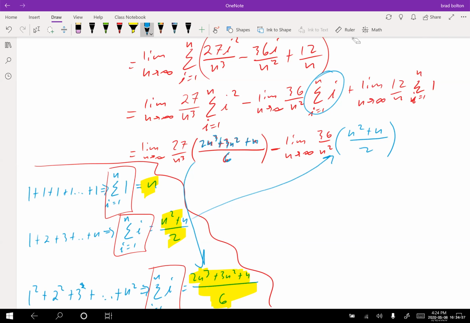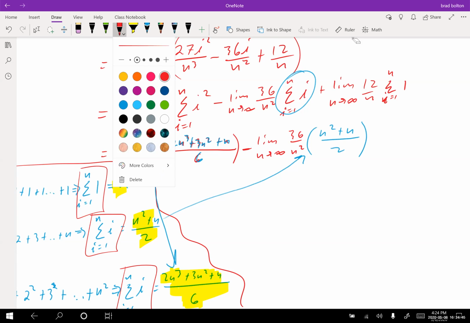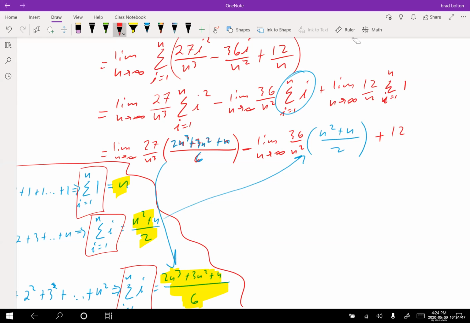Okay, now let's do the last one. This would be plus 12 over n, times n over 1, which is this right here. All right, so now let's see what we got.